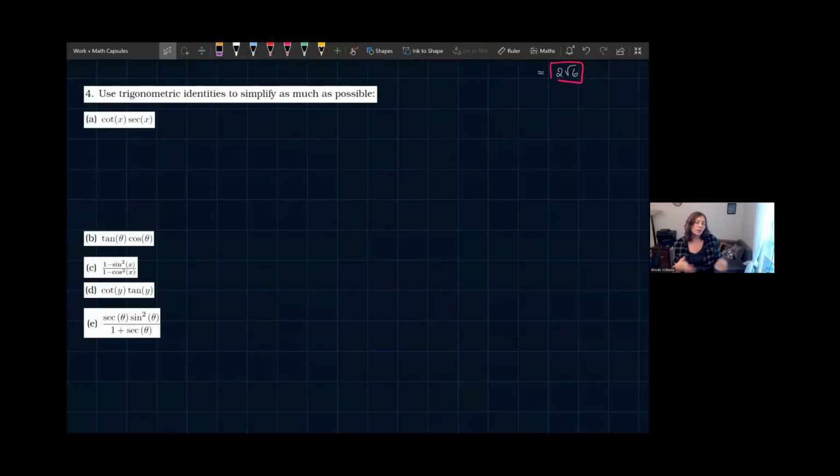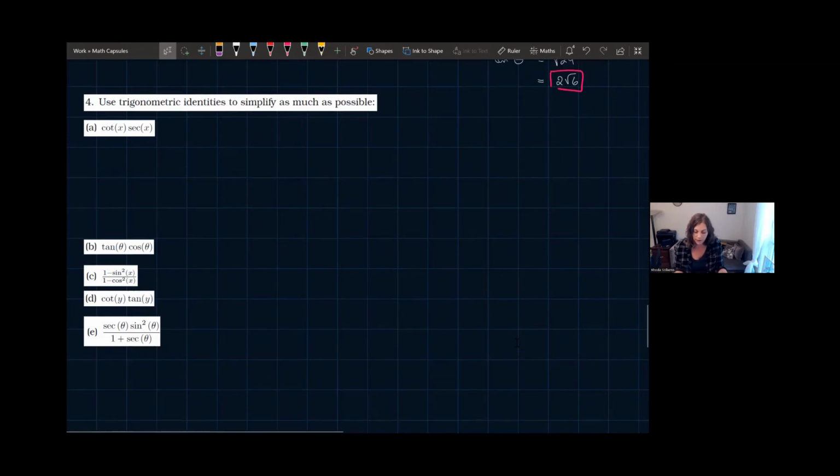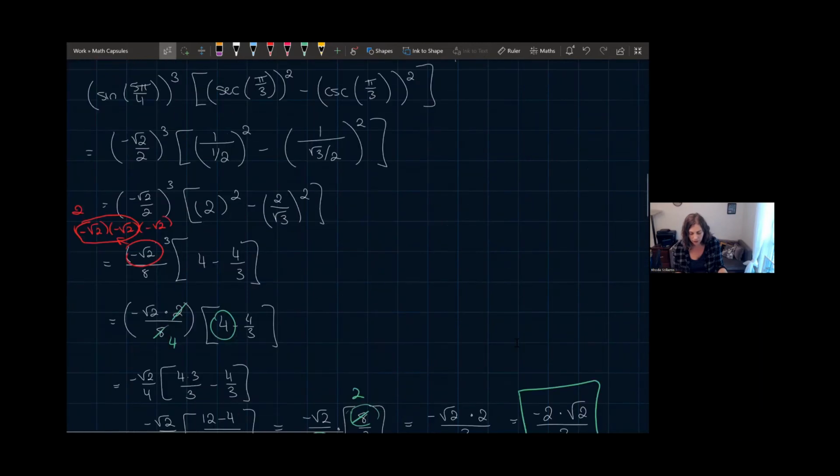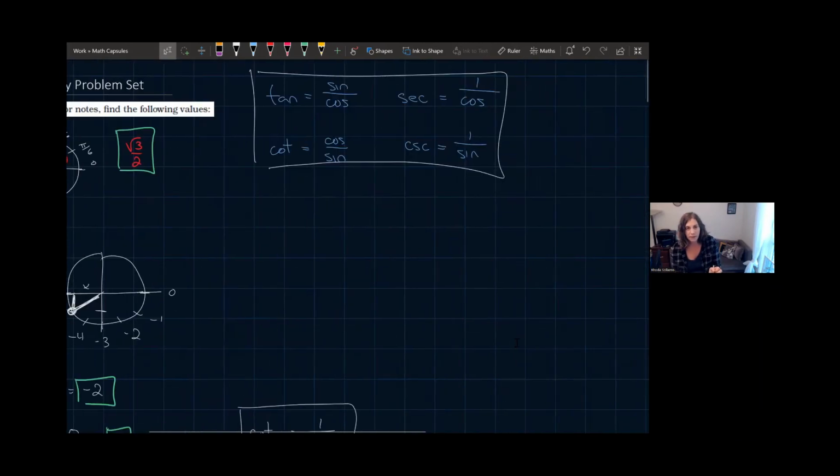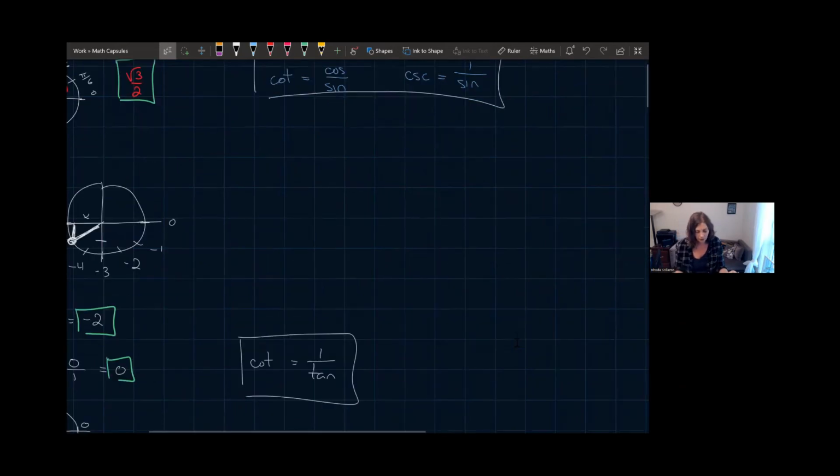All right, so now in number 4, it's all about those trigonometric identities that you have the option to use in question 3. So here we really need to know our Pythagorean identity, that's sine squared plus cos squared equals 1. And then we need to know how to write cotan, secant, and cosecant, all in terms of sine and cosine. If you need a refresher on that, you can find it at the top of this page over here. So we're going to need these. Let's go back down.